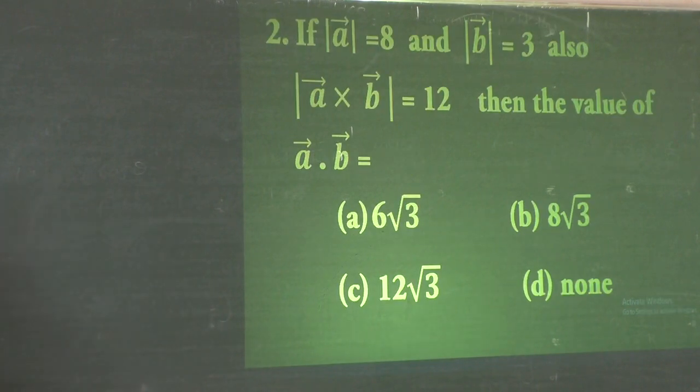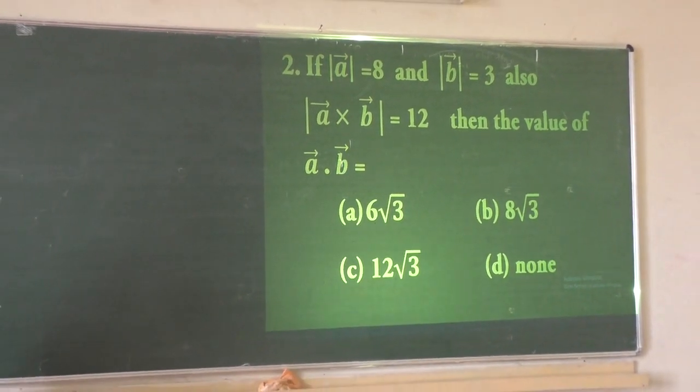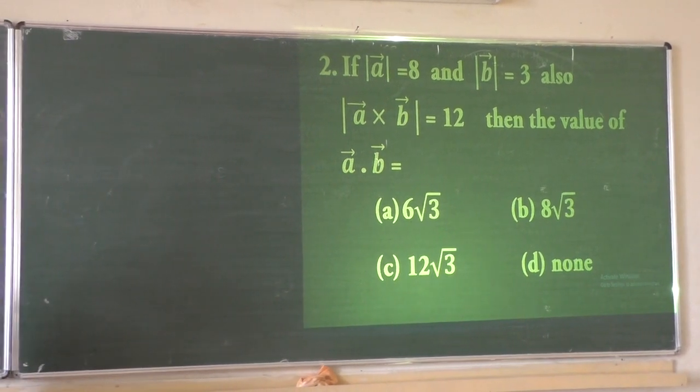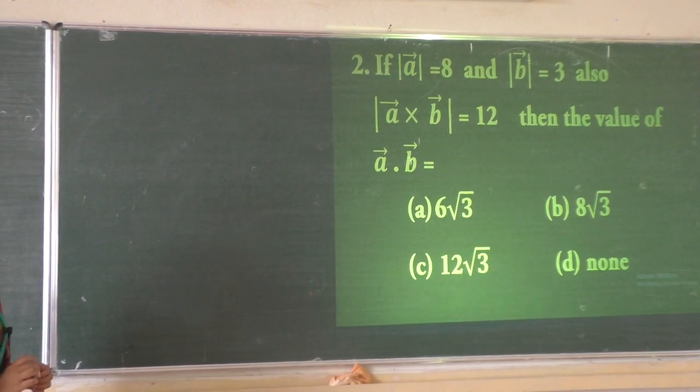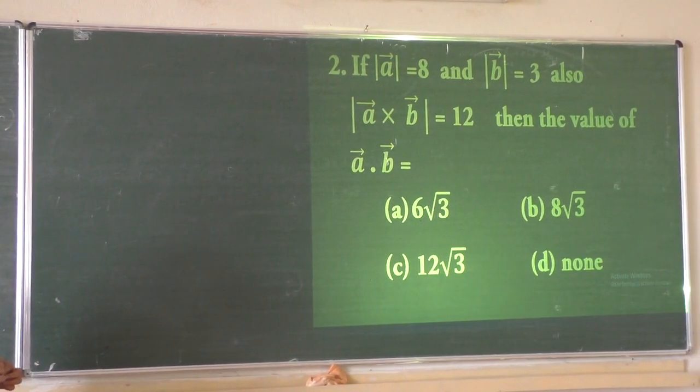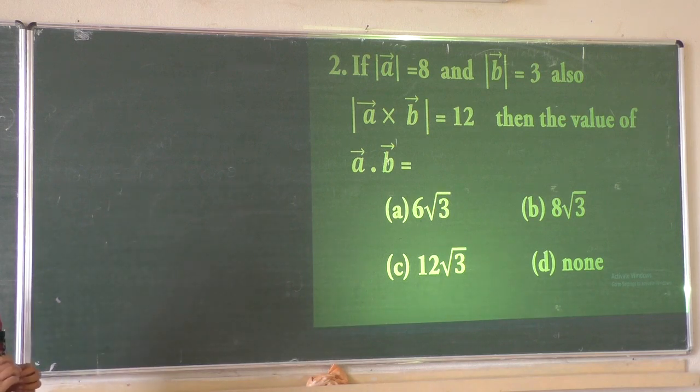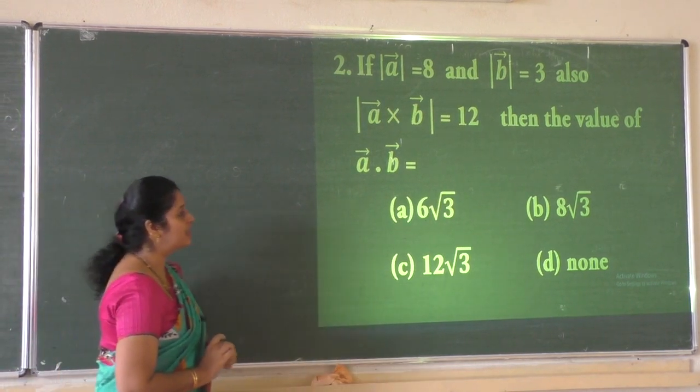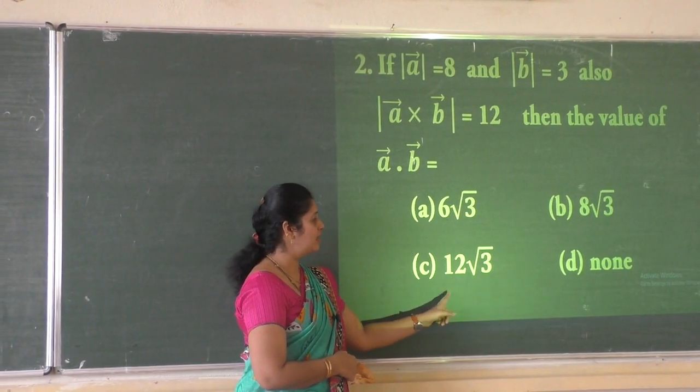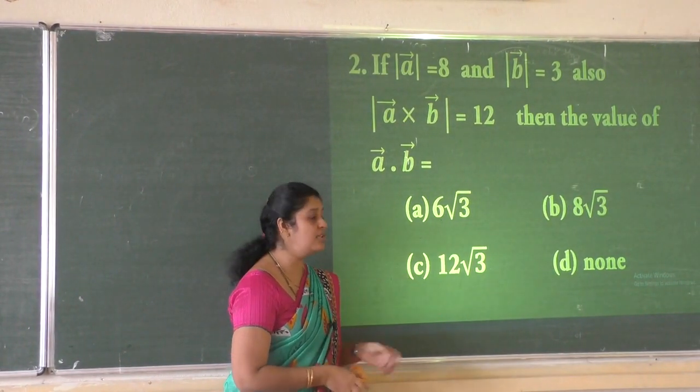Okay, second question. Magnitude of vector A is 8, magnitude of vector B is 3 and magnitude of vector A cross B is 12. Then the value of vector A dot vector B. Okay, here in these 4 options, you can see option A, option B, option C are positive numbers. So you can imagine that vector A dot vector B is not always positive. It may be negative or it may be positive. But in these options positive values are given and one answer is none.